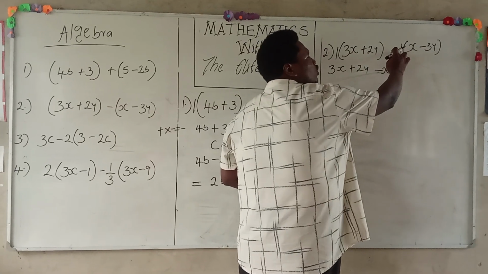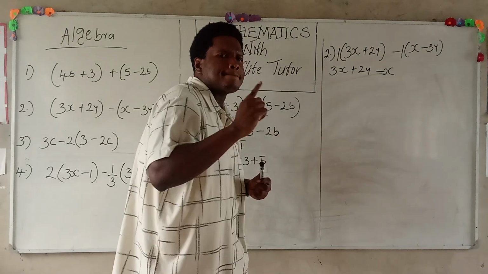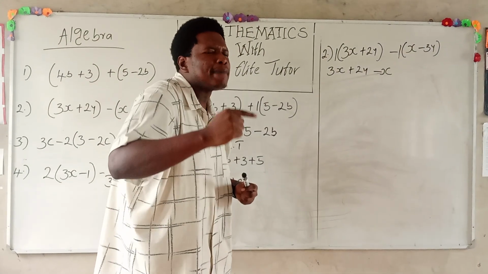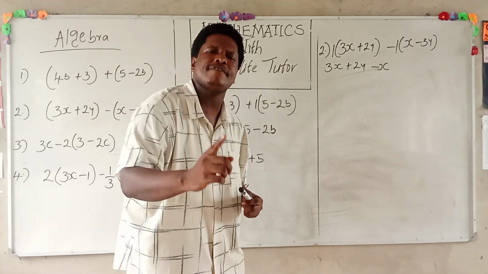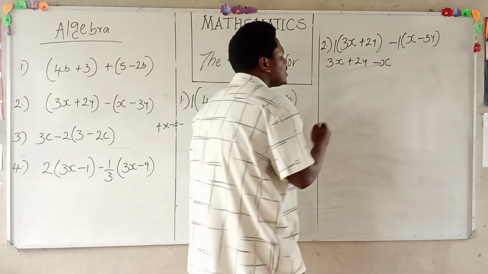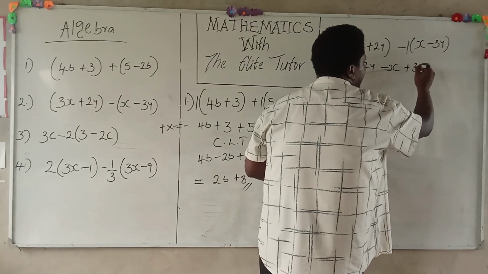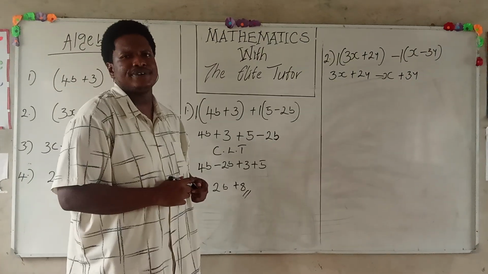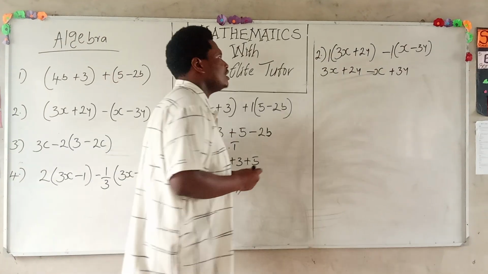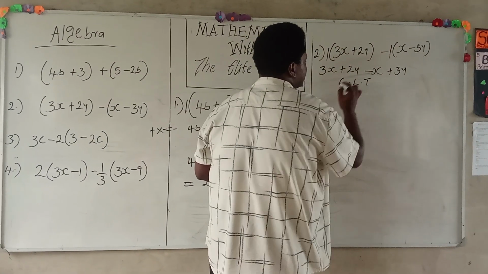Now this is minus 1 times minus 3y. First of all, minus times minus will arrive at plus. So here will be plus, and then 1 times 3y will have 3y. At this point, you'll be able to open the bracket. Now let's collect. Next, we're going to collect like terms.